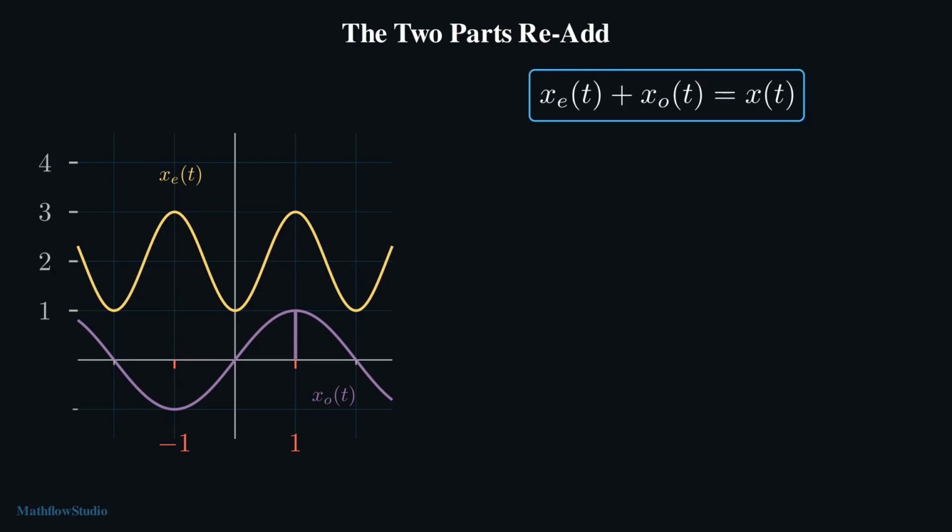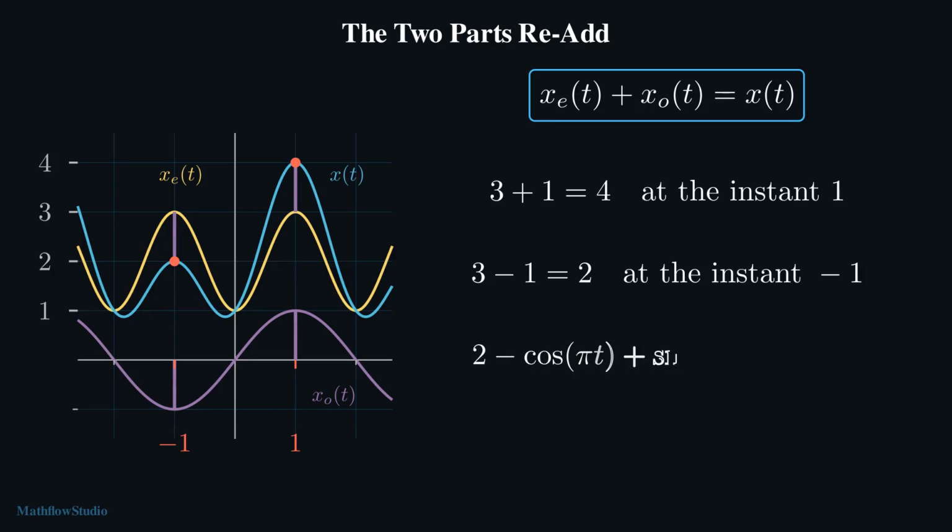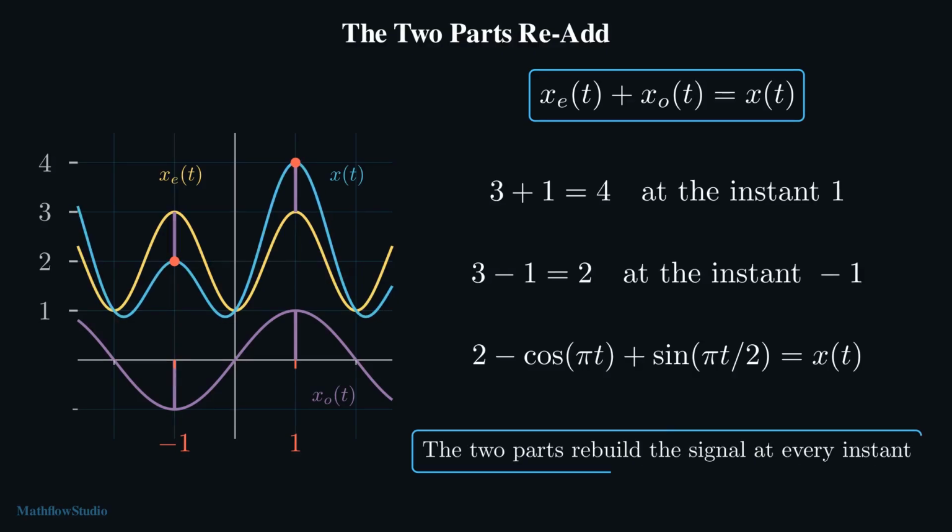At the instant 1, the odd part is 1 unit tall, and stacking that height on the even part reaches 4. At the reversed instant, the odd part points downwards, so the same stack reaches 2. Doing that at every instant traces the original signal exactly. A raised cosine plus a sine wave of half its frequency is the signal this lesson began with. The two parts rebuild the signal at every instant.